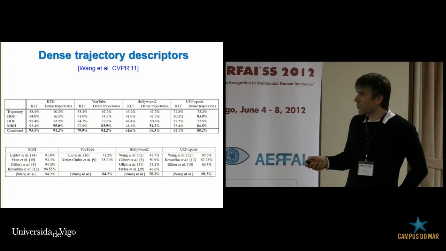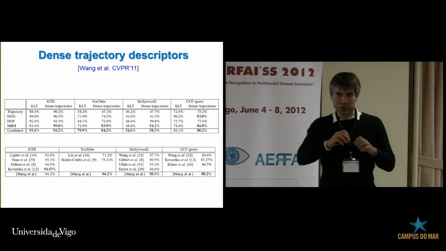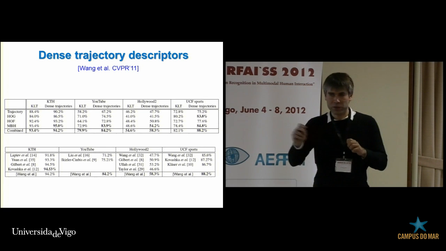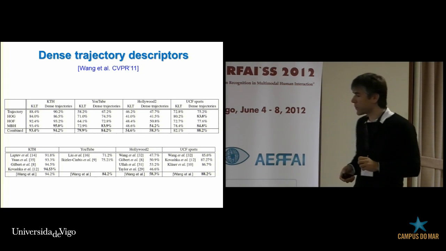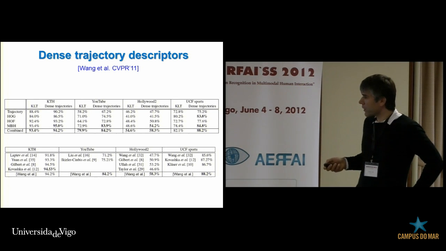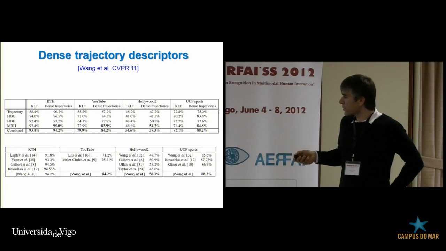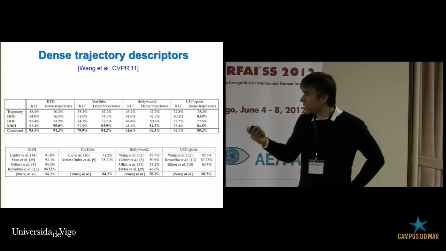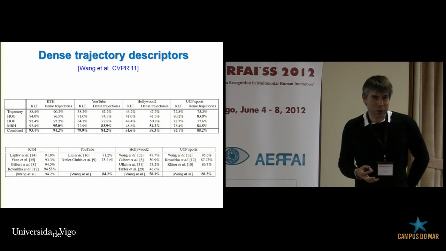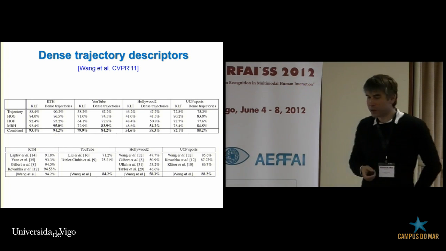The first line, trajectory, is a descriptor which is just computed from the shape of the trajectory without looking at the pixels around, just looking at the shape of trajectories. The improvement is also good compared to the state of the art. They get this on the complex data sets, YouTube, Hollywood, and UCF. So this is a good descriptor, and if you want, it's also a good starting point. They have code online, so you can use it.